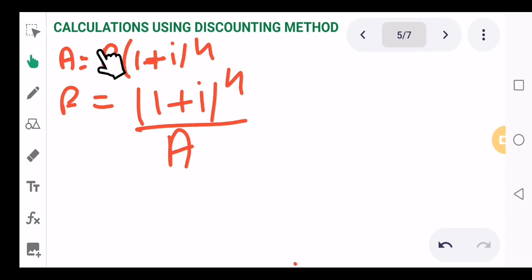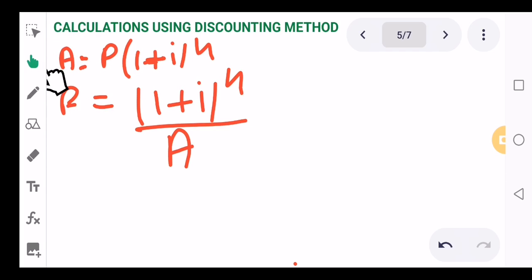So P remains here, and 1 plus I to the power n gets shifted below A. So it becomes A divided by 1 plus I to the power n. P is the present value. In the discounting method, we consider the present value. We are finding the present value at time 0. In the previous one, we were finding the future value. A is nothing but the future value. In this method, we are finding the present values of all the cash flows, cash inflows and cash outflows. So I just shifted it.